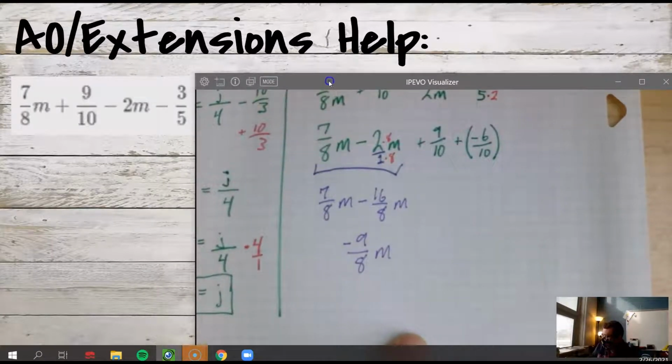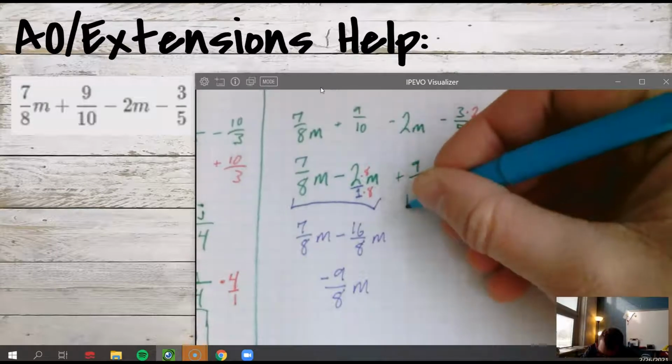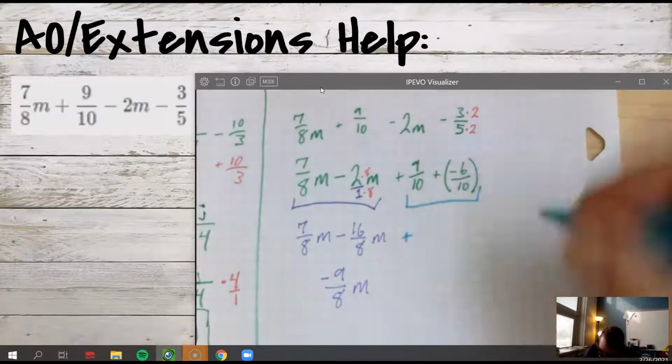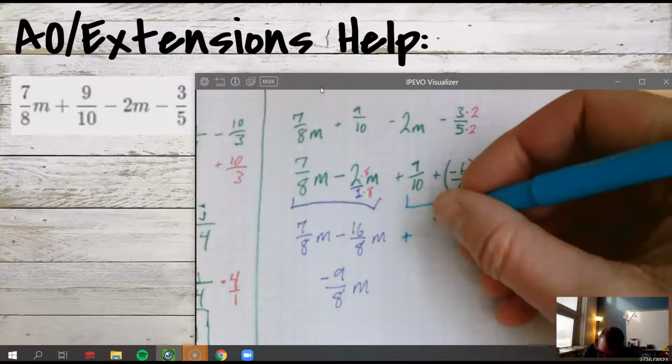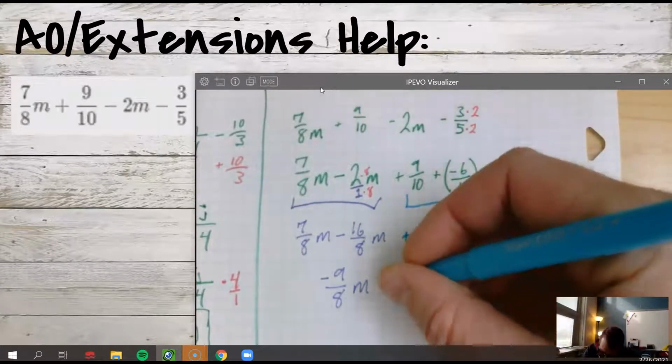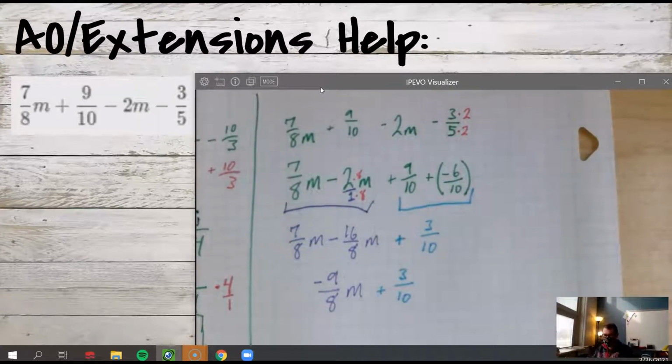Then, sorry, trying not to cover up any of the original problem. I go back and get my constants. And since they have common denominators now, 9/10 and a negative 6/10, they're going to fight with each other, but the positive is going to win. And I get a positive 3/10.